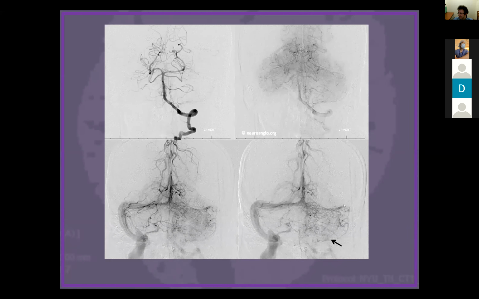And again, in general, we talk about this all the time, if you don't see a structure, there are several possibilities. Number one, you didn't inject all the vessels. Maybe you'll see it when you inject the left carotid or something.